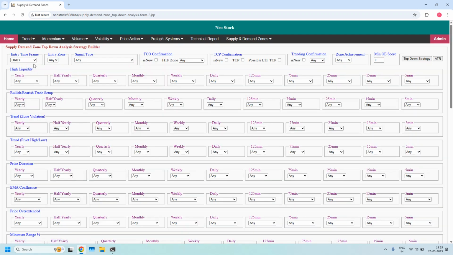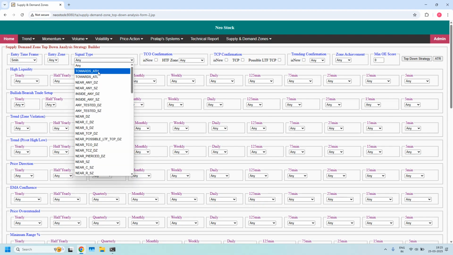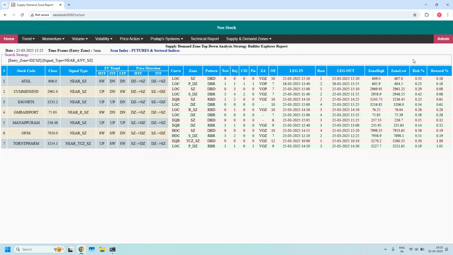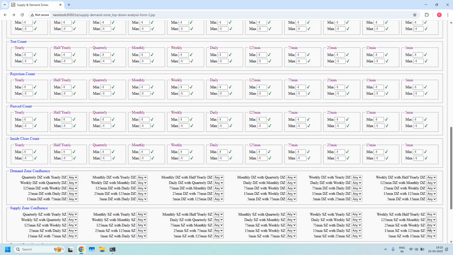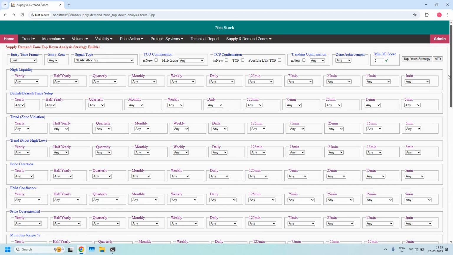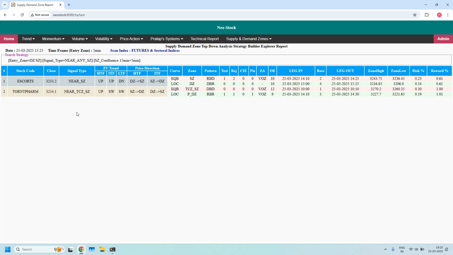Okay, next for 5 minutes time frame, stocks near 5 minutes supply zone, we got 7 stocks. Out of the 7, let us filter 5 minutes supply zone confluence with 15 minutes supply zone. So I am enabling the filter 5 minutes supply zone confluence with 15 minutes supply zone. With this filter, we got 2 stocks. So these two 5 minute supply zones are overlapped with 15 minute supply zone. So this is about stocks near demand and supply zones for different time frames.